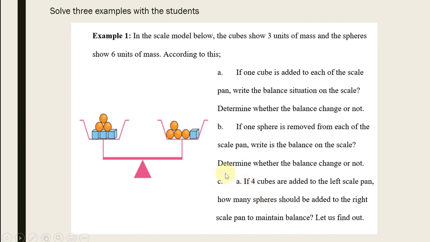I plan to solve 3 examples with these students. Here is my first example. You can see in the scale below, the cubes show 3 unit mass and the spheres show 6 unit mass. According to this information, I will ask them to answer these questions. For example, if 1 cube is added to each of the scale pans, write the balance situation on the scale and determine whether the balance changes or not.